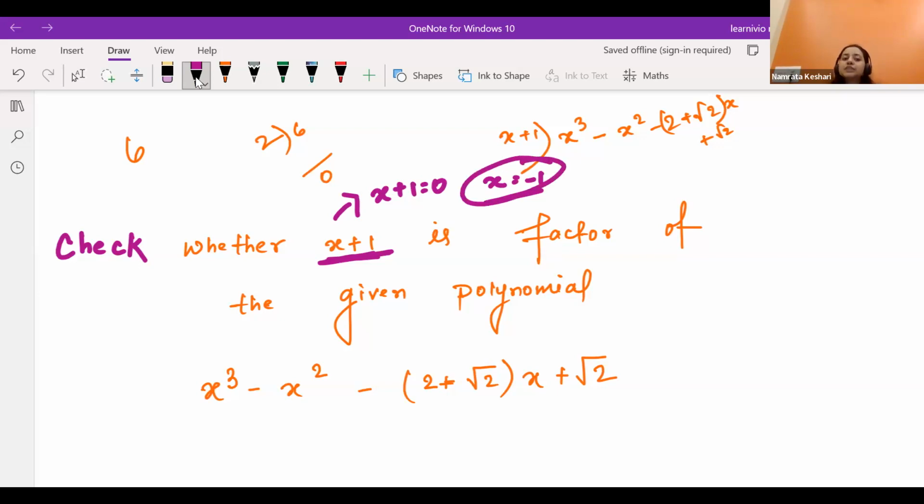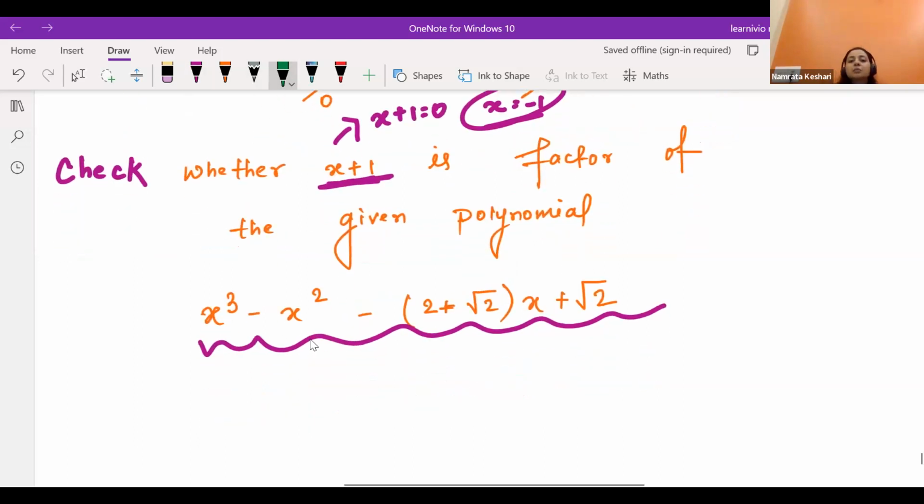Now this x value we will substitute in the dividend part and we will see what the answer is. If the answer is 0, that means the remainder is 0. Okay, let's substitute it. If it is not 0, that means the remainder is some other number, hence it is not a factor. So let's substitute minus 1 cube minus minus 1 square plus root 2 minus 1 plus root 2.